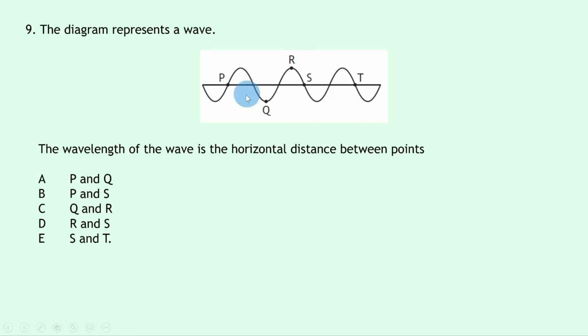So if we think about P and Q, for example, that is not one wavelength along, that's about 3/4 of the wave along. If we look at Q and R, that is only half a wave because we've gone from down to up here. And R and S, that is 1/4 of a wavelength. But then we've got S and T, which is actually a full wavelength apart because we've got all the way down, all the way up, and back to the start. So S and T is going to be our answer here for one wavelength. So our answer is E.